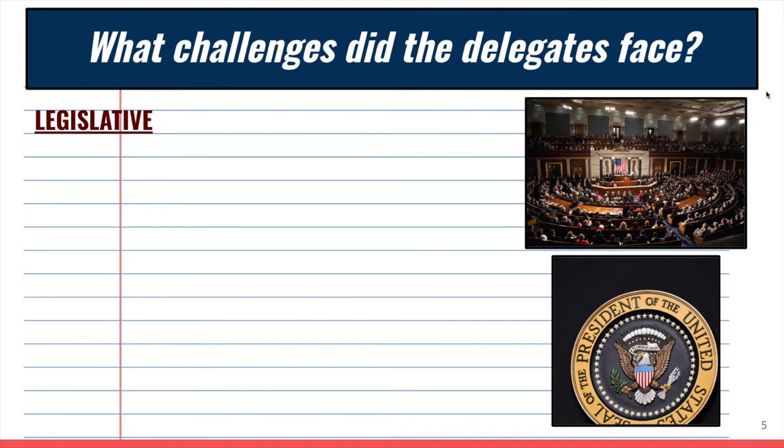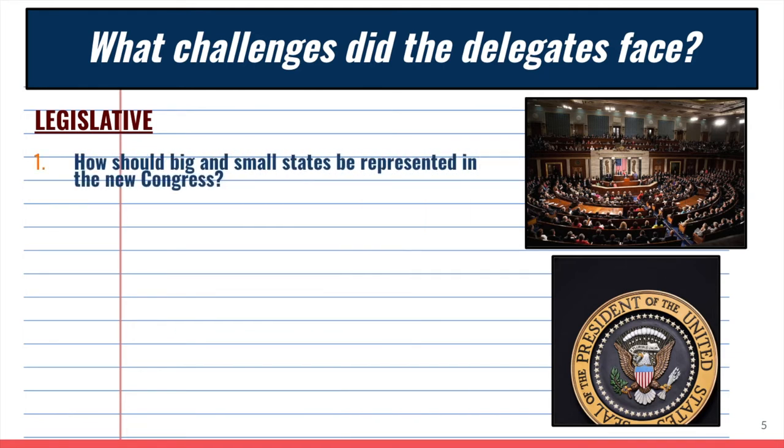First, let's talk about the challenges they faced in terms of creating the legislative branch of government. First thing they had to do is settle this whole issue between big and small states. How should the different states be represented in the new Congress? Should every state have the same amount of power, like they did under the Articles of Confederation? Should Rhode Island have the same amount of power as New York? Should Virginia have the same amount of power as Delaware?